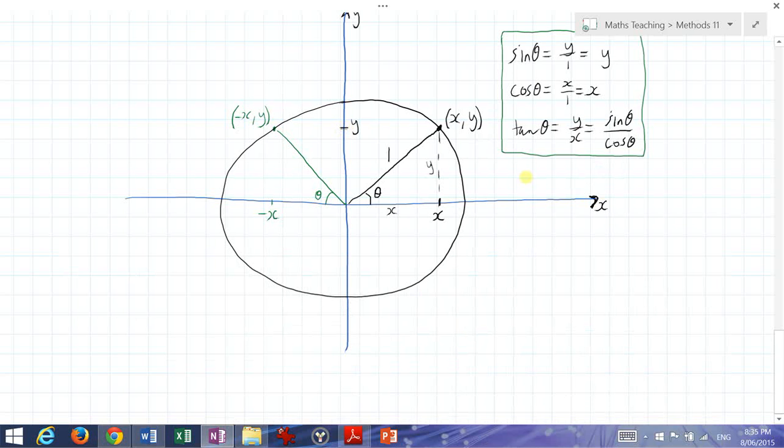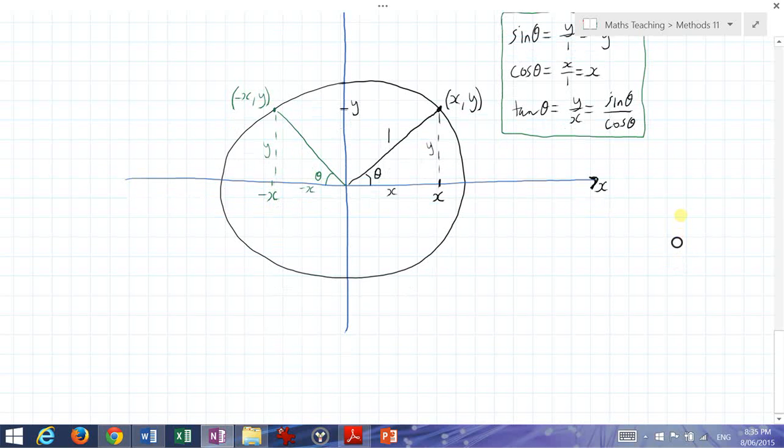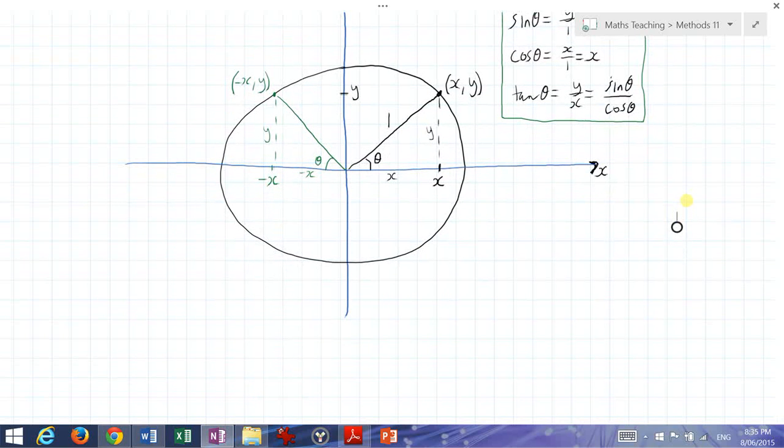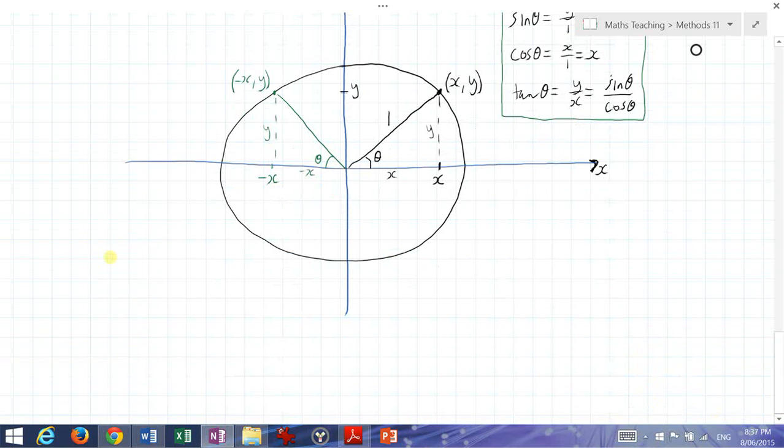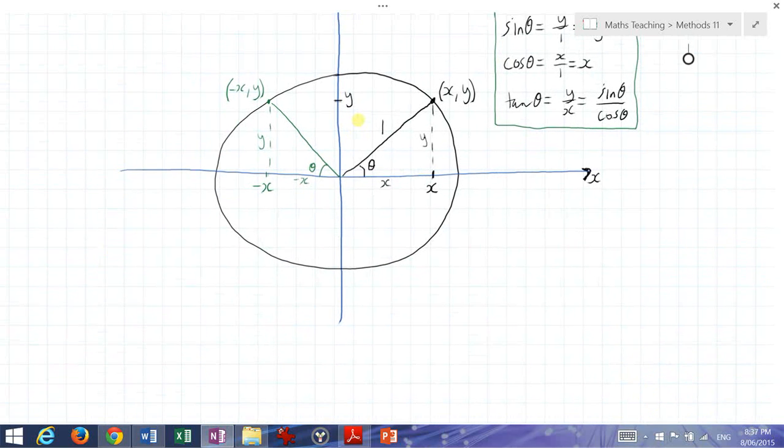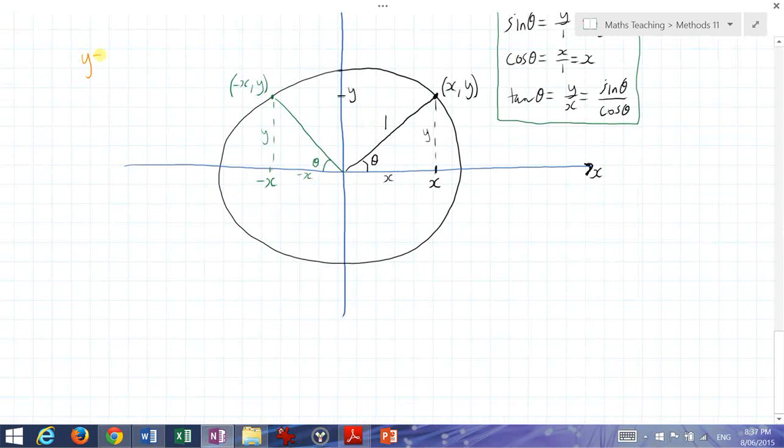The height is still y. Let's think about this triangle. This triangle's height is y, its length across is negative x. Now remember that sine of theta goes to the y coordinate and cos of theta goes to the x coordinate. So we can see that the y coordinate should equal sine of an angle. Sine goes to the y coordinate.